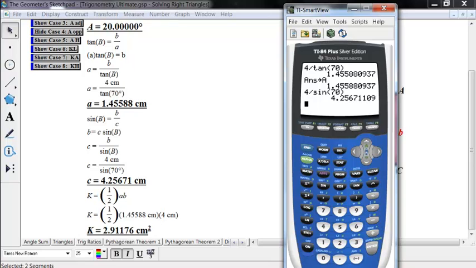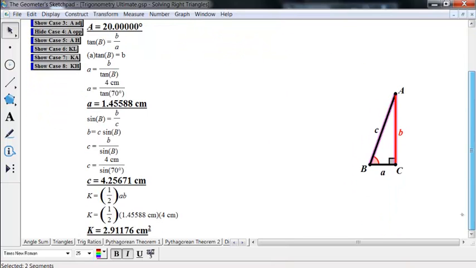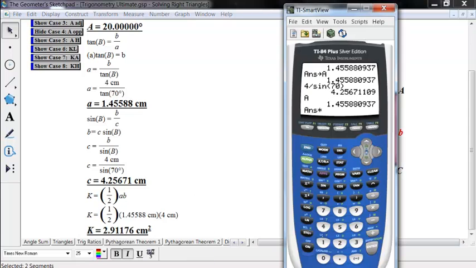And finally, we find our area is 1/2 A times B. So we do A, which we've stored as A, I think. Let's look at it and make sure. Yeah, that's A. So we want to take that times B, which was 4, and then divide by 2, and so we get 2.91176, and that would be square centimeters.